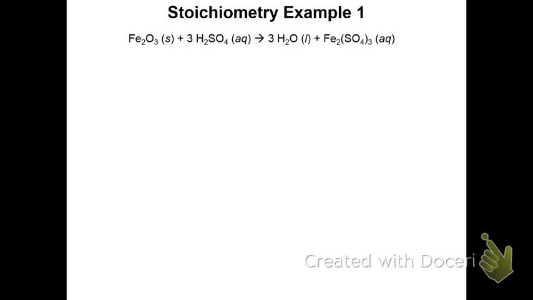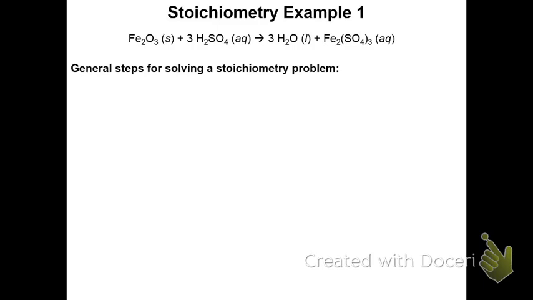In this case, we have iron oxide reacting with sulfuric acid. And so in this case, the stoichiometric ratio tells us that 3 moles of sulfuric acid react with every 1 mole of iron 3 oxide. And so using the balanced equation, we can answer a lot of different kinds of questions.